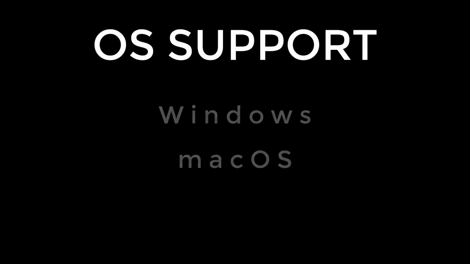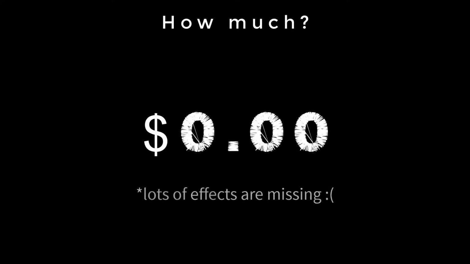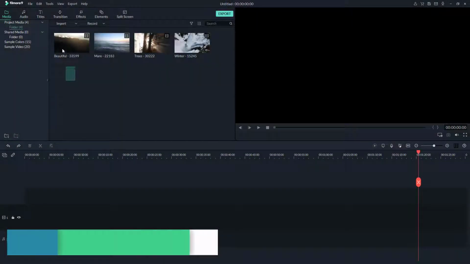Let's conclude by listing the main features. 3D and 360-degree video editing. Full HD and 4K resolution support, a plethora of professional-grade effects and transitions, a few text overlay templates, audio editing, slow-mo and fast-forward effect via clip duration, basic timeline editing operations, text tool, masking tool. HitFilm Express is completely free, but if you choose to donate, you'll get additional packs of effects and tools with a discount. Otherwise, it feels very incomplete. With that said, the donation is pretty small and a maximum of $39 is required to unlock the largest effects pack.